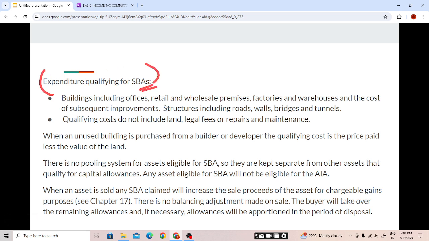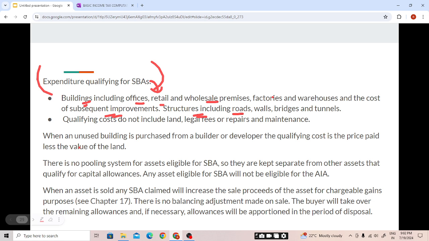Expenditure qualifying for structures and buildings allowance. Buildings including offices, retail and wholesale premises, factories, warehouses, and the cost of subsequent improvements, that is, capital expenditure in nature. Structures including roads, walls, bridges, and tunnels.